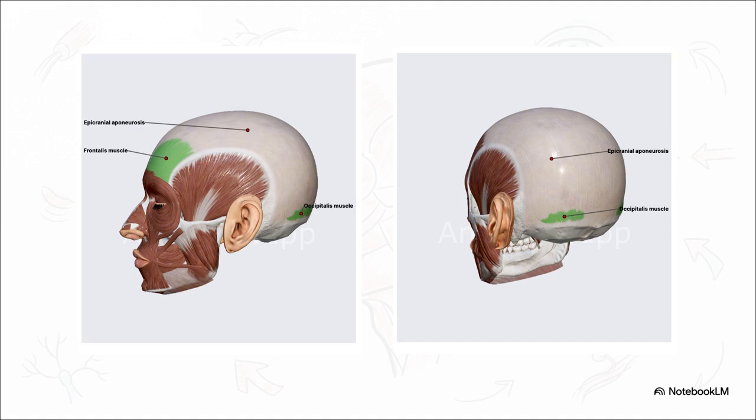And here's where it gets interesting. They are connected by this thick, fibrous tissue sheath called the epicranial aponeurosis. Try thinking of this aponeurosis as a sort of fibrous helmet stretched super tight across the top of your skull. It links the muscles pulling your scalp backwards with the muscles raising your forehead.